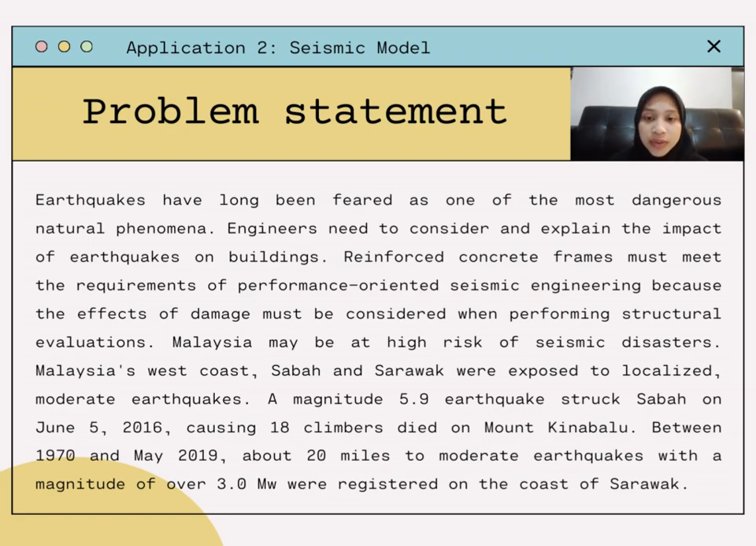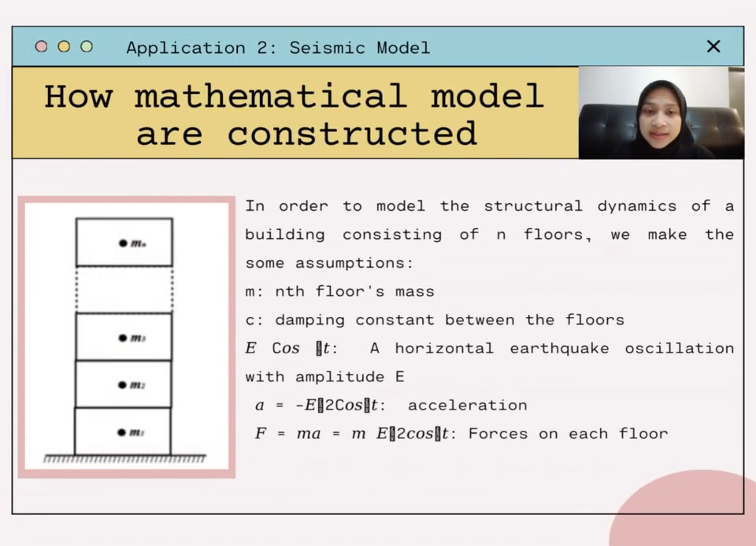The damage done to buildings during an earthquake was associated with excessive displacement of the building. Therefore, the design of the building structure is important to reduce the damage to the structure during an earthquake. How are mathematical models constructed for this application?